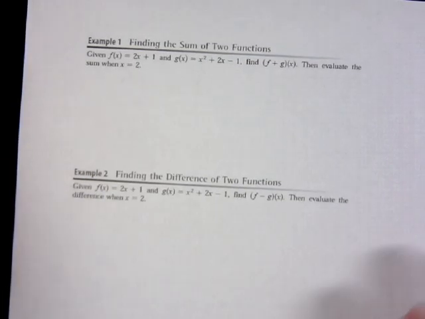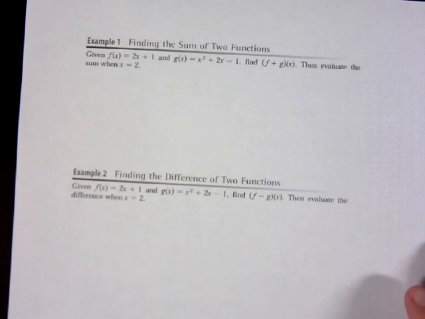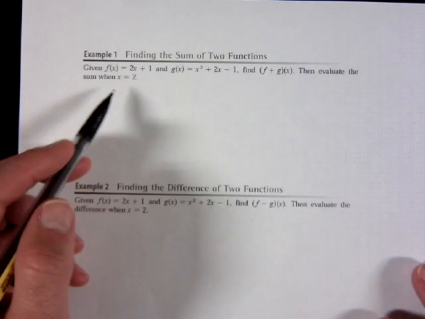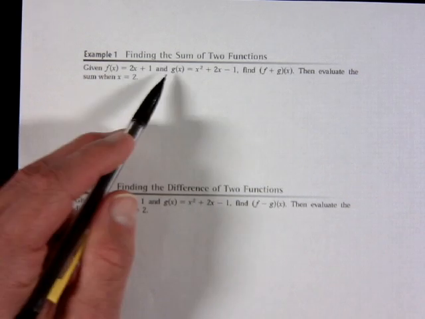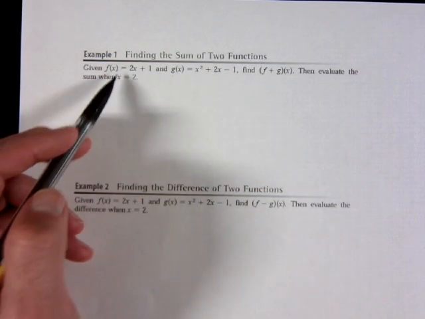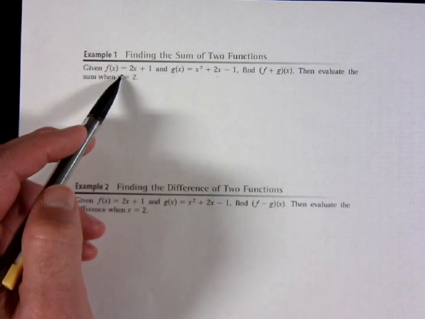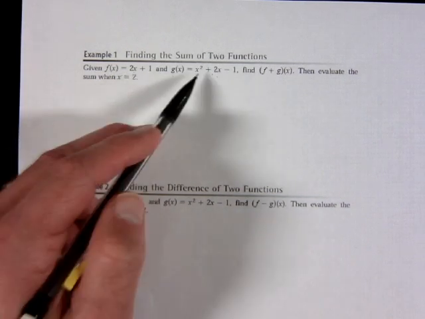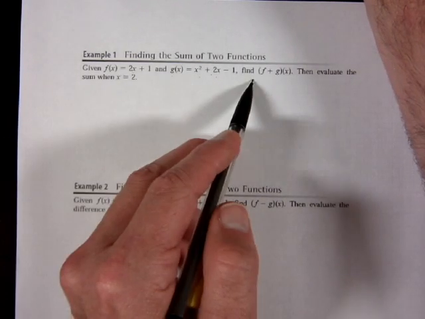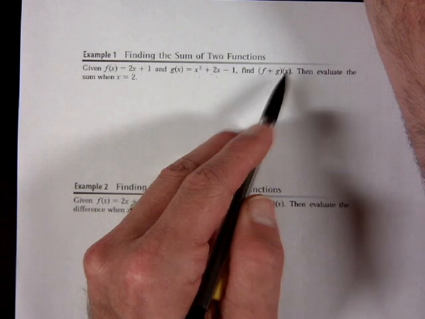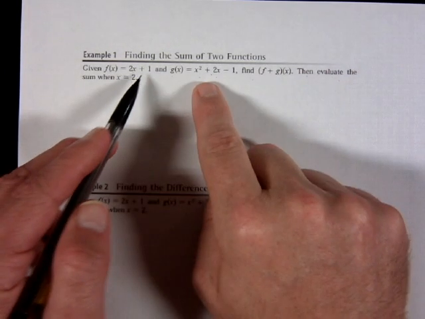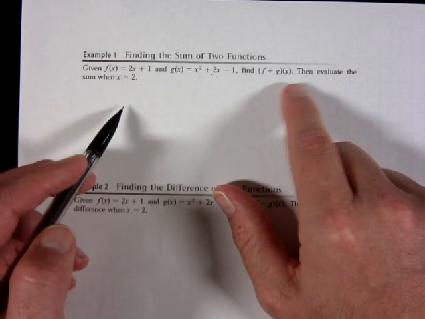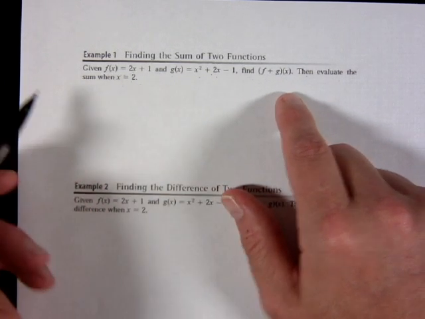Okay, first one that we want to look at is example 1. We are given two functions, f and g. Both of those are in terms of x, and the definition of the function is given to us. All right, so here's what we want to do. We want to find f plus g of x and then evaluate the sum when x is equal to 2. So we want to add these two functions together, find the new function, and then evaluate the new function when x is equal to 2.